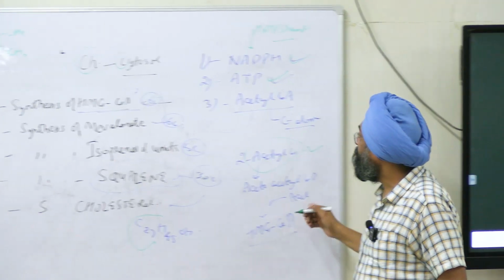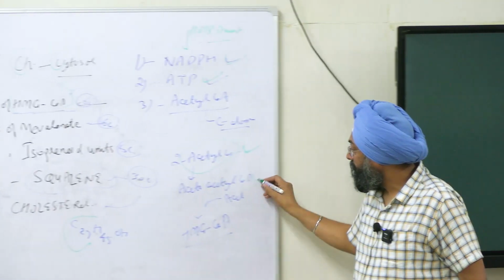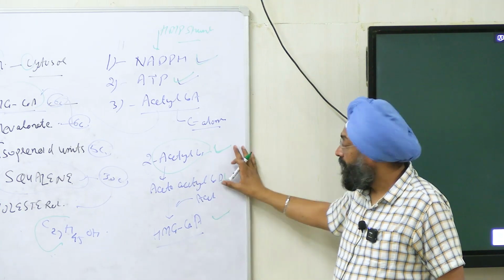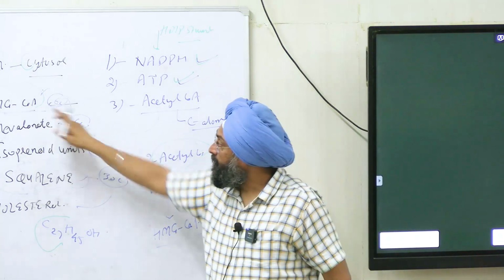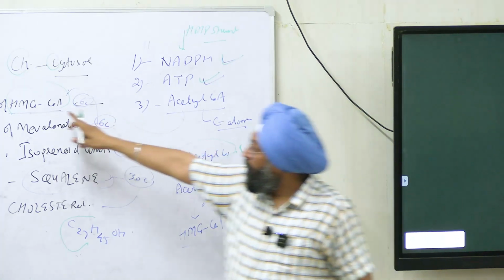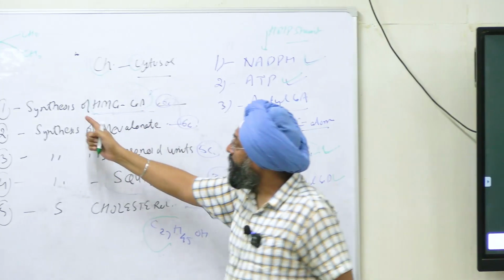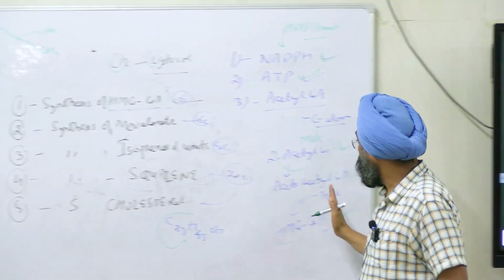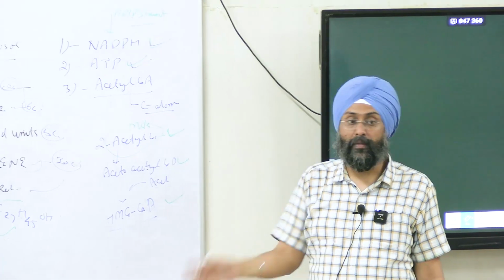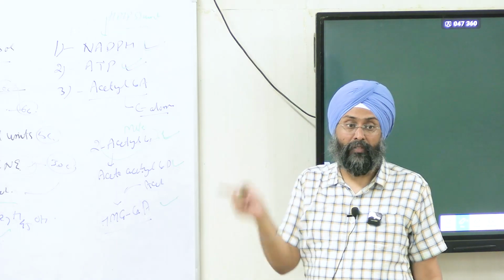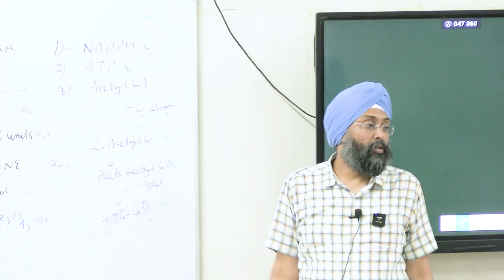For the synthesis of HMG CoA, the first 3 steps are acetyl CoA, acetoacetyl CoA, and HMG CoA. These steps are the same as ketone body synthesis, but the enzyme is different. This is cytosolic and this is mitochondrial. That will be cytosolic HMG CoA synthase, that will be mitochondrial HMG CoA synthase. The compartment is different, the enzyme is different, but the name is the same. One functions in the cytosol, the other in the mitochondria. So that was the brief overview of cholesterol synthesis.